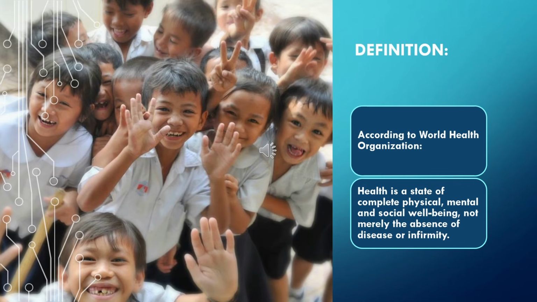It means the absence of disease doesn't mean that a person is healthy. That person is considered to be healthy if he is physically okay, mentally well, as well as socially happy with others. So it's not just the absence of disease that is called health, but in all the dimensions an individual should show his well-being. That is called health.